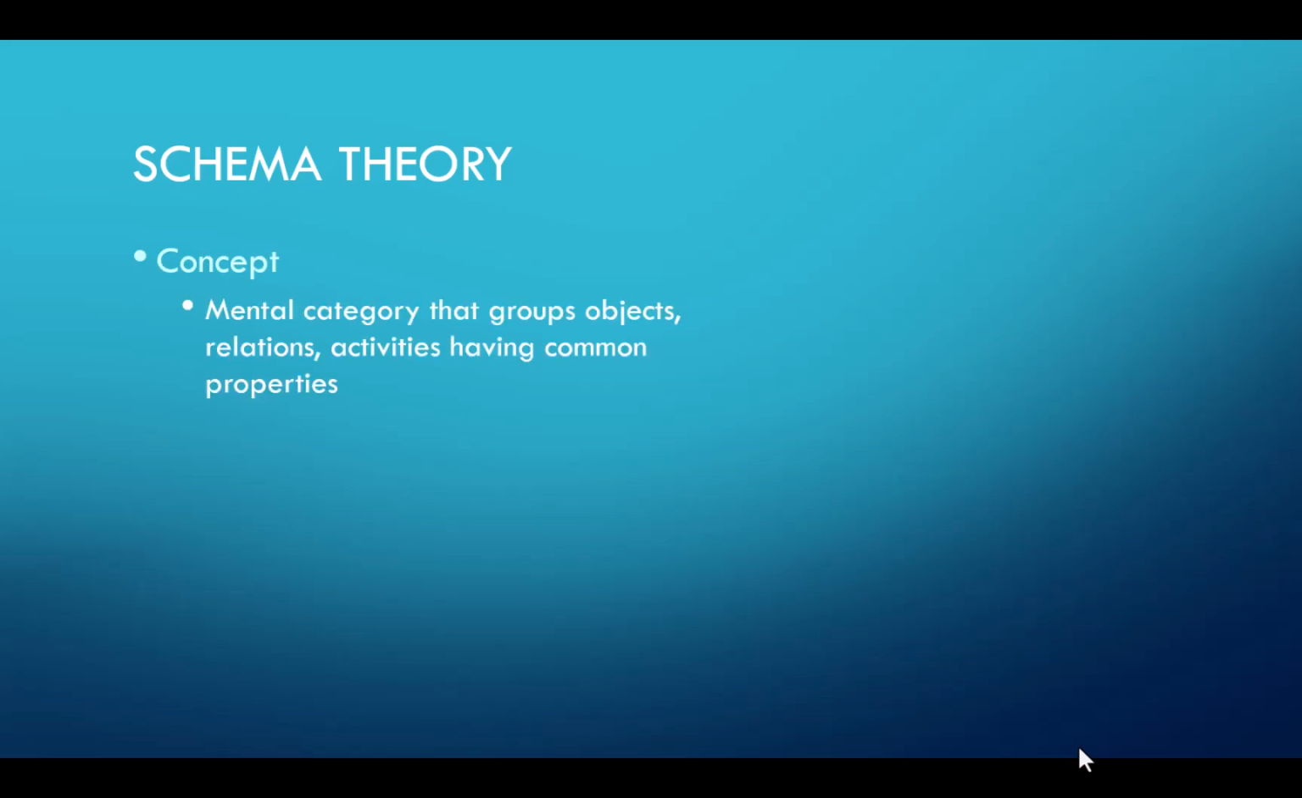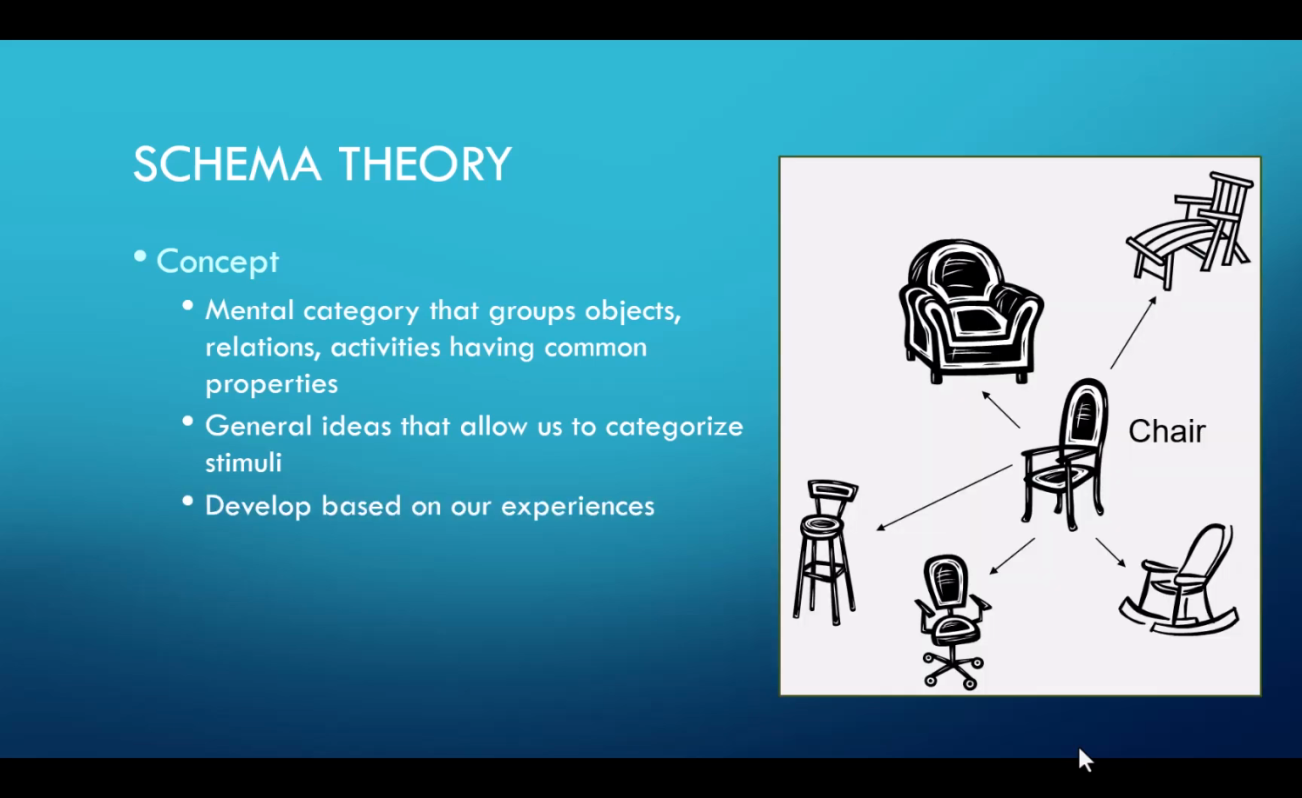So a concept is a mental category that's going to group objects, relations, activities, things having common properties. They're general ideas that help us categorize stimuli, and they're developed based on our experiences. So one person's concept may be different than another person's concept. So here I have represented a concept of a chair.